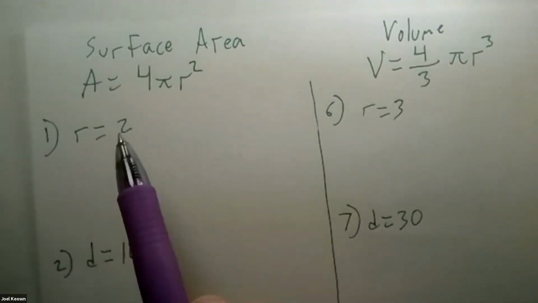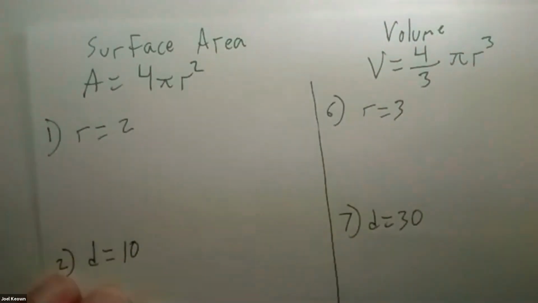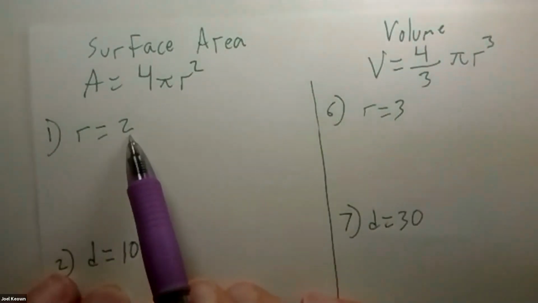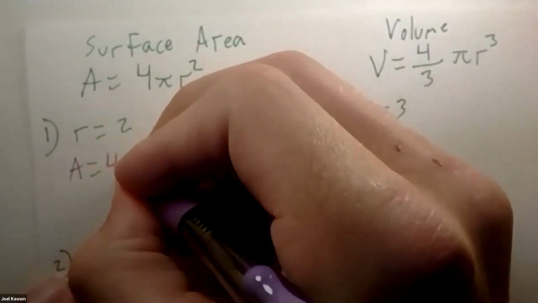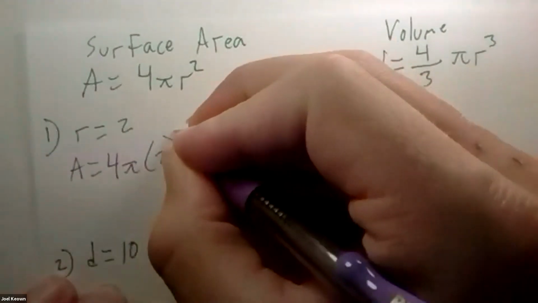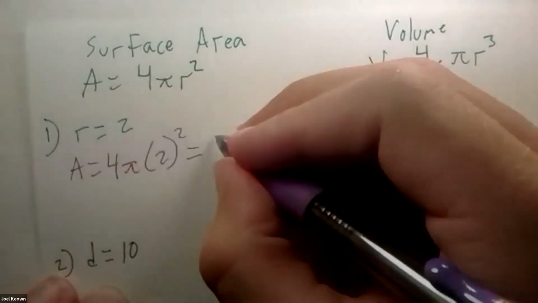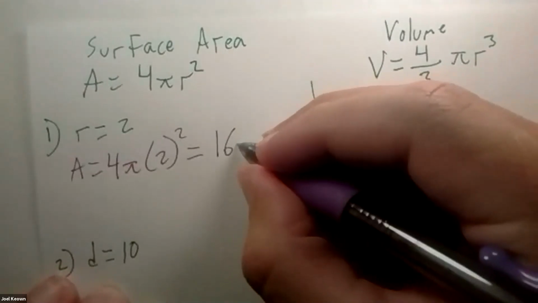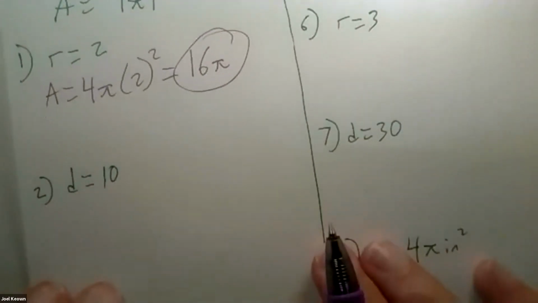Well, number one, they give me a radius, which is definitely the easiest thing to get to find surface area. So I plug 2 into there. So my area would be 4 pi 2 squared. 2 squared is 4. 4 times 4 is 16. So I could leave it 16 pi if I wanted to, or I could get a decimal. I'm going to leave it like that.